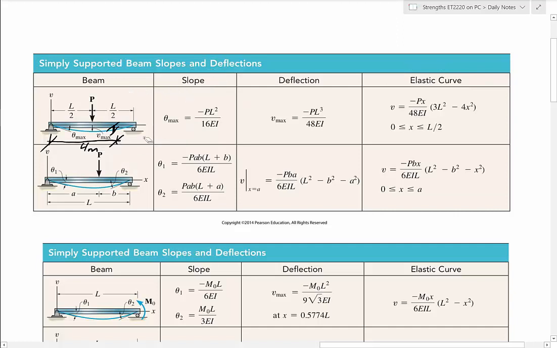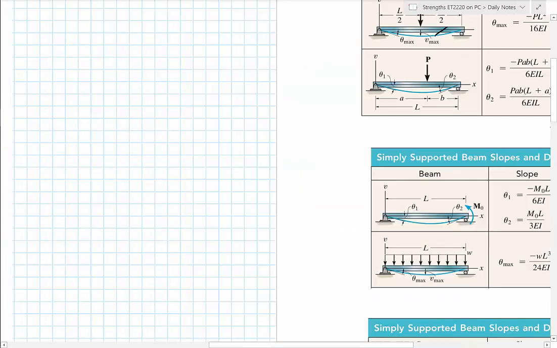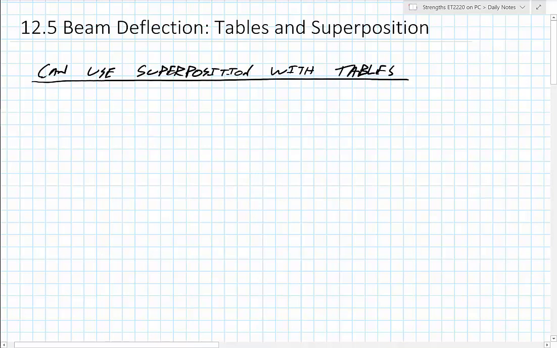You have to think about what everything is saying as far as what location, deflection versus elastic curve, and that kind of stuff. So the other thing I want to say about these tables is that we can actually use the concept of superposition with these tables. If you don't remember what superposition is, it's basically saying that we can break things apart and add them up in parts and pieces.